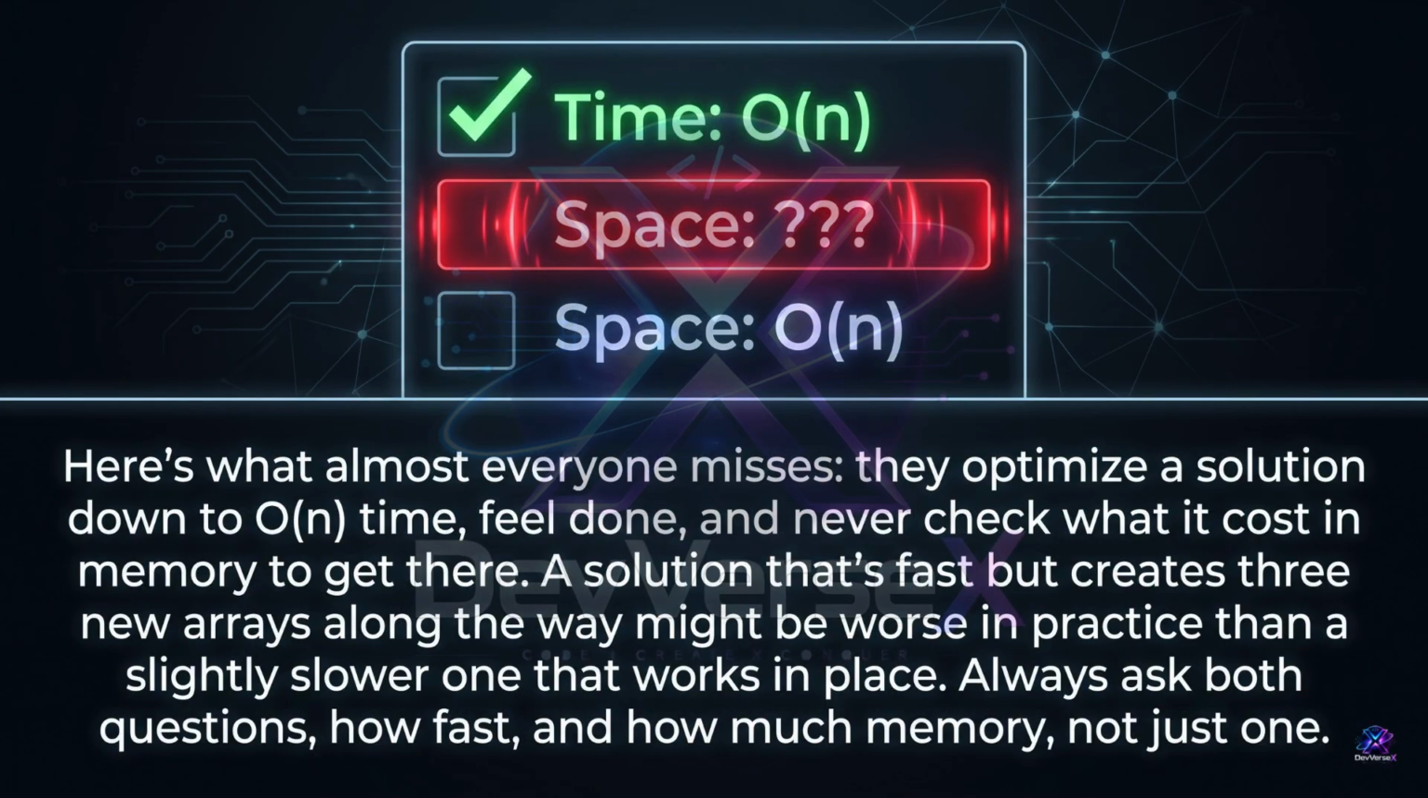Here's what almost everyone misses. They optimize a solution down to O of n time, feel done, and never check what it cost in memory to get there. A solution that's fast but creates 3 new arrays along the way might be worse in practice than a slightly slower one that works in place. Always ask both questions, how fast and how much memory, not just one.